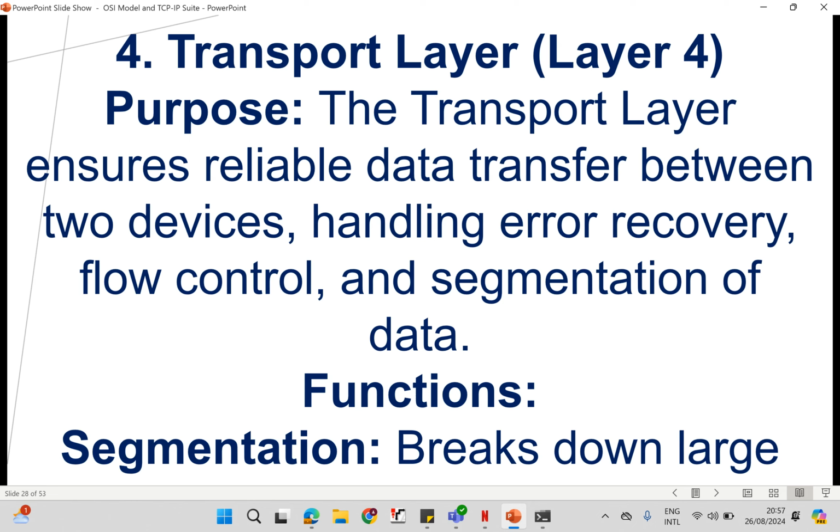Transport layer. What's the purpose? Which is layer 4. The transport layer ensures reliable data transfer between two devices.